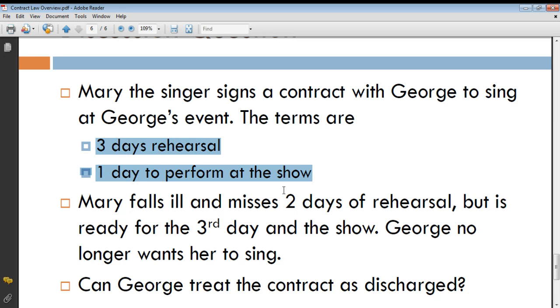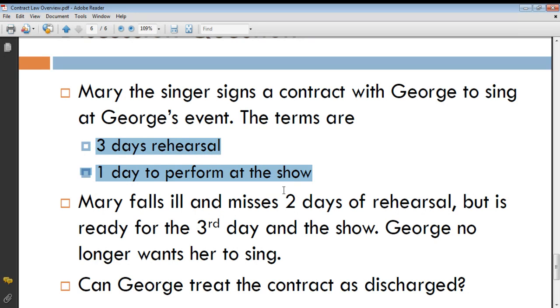Now, could you say that the 3 days rehearsal was a condition? It's less convincing because even without the rehearsal, she may be still able to perform. She might not be performing as well. Then George can get damages for that, but she should still be able to perform. So this is really something you need to argue. If you really have a convincing argument that the 3 days rehearsal is a condition, then I will consider that as well when I'm marking. But for now, we take the 3 days rehearsal to be a warranty, so the contract cannot be discharged. So conclusion, George cannot treat the contract as discharged.